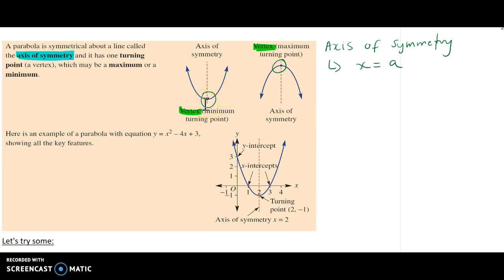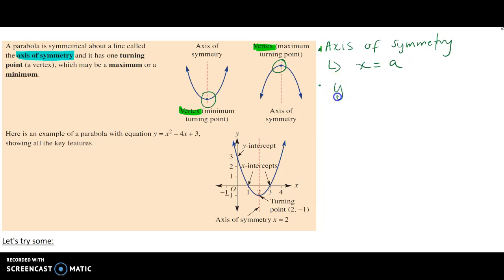Minimum, you can relate it that it's at the bottom, because if you have a look at these two, that turning point is at a higher scale on the y-axis compared to that turning point. So a positive x squared graph has a minimum turning point. A negative x squared graph has a maximum turning point. So that's another piece of information that's good to know.